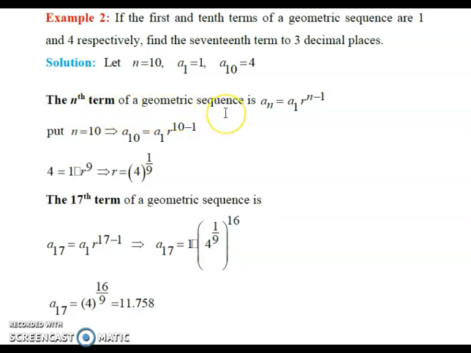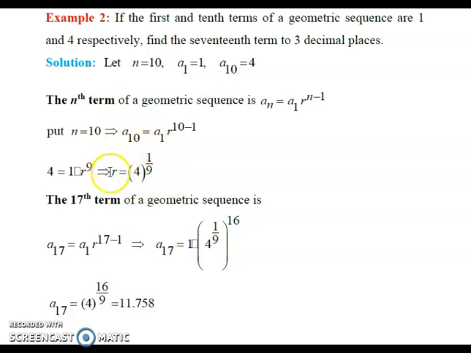The nth term of a geometric sequence is an is equal to a1 r power n minus 1. Putting n equal to 10, a10 is equal to a1 r power 10 minus 1. The a10 value is given as 4, which is equal to the first term a1, which is 1, multiplied by r power 9. We need only r. r is equal to 4 to the power of 1 by 9. This is the common ratio.